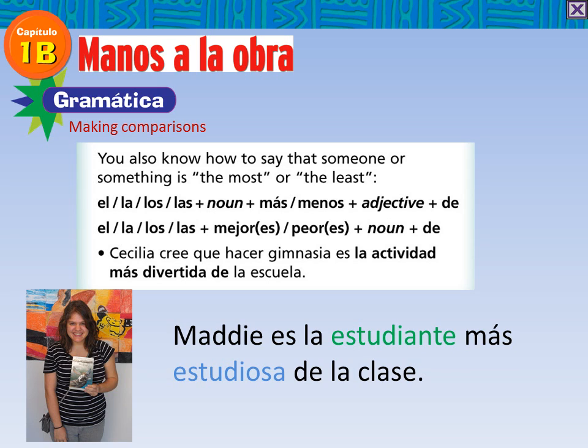So it is broken down by having the noun, which is la estudiante, más, because she is the most. Estudiosa is the adjective we're using for Maddie. And then we have de la clase, of our class. And notice estudiosa had to be changed to agree with Maddie. And the example from the book says, Cecilia cree que hacer gimnasia es la actividad más divertida de la escuela, the most fun activity in school.